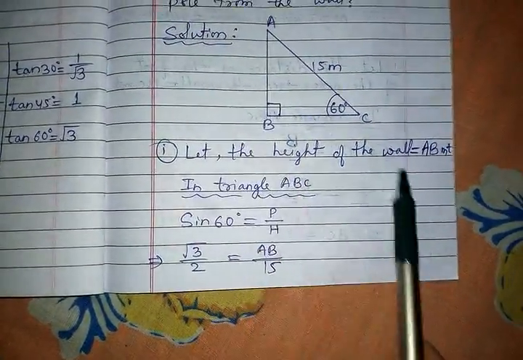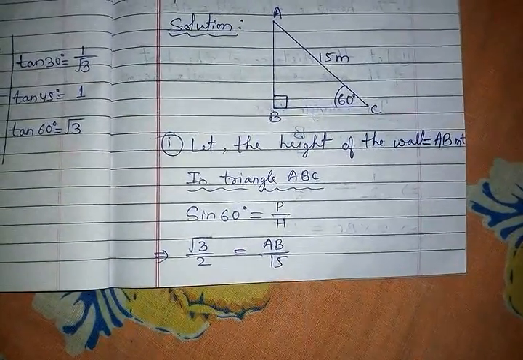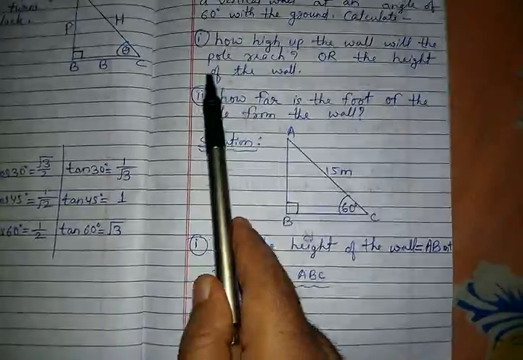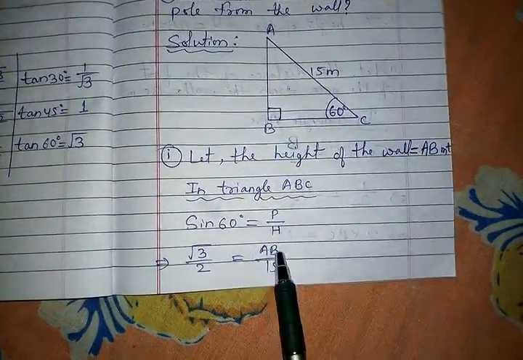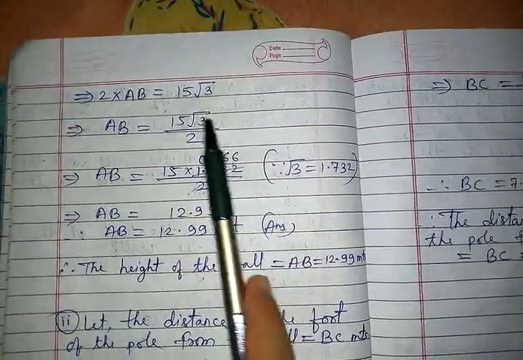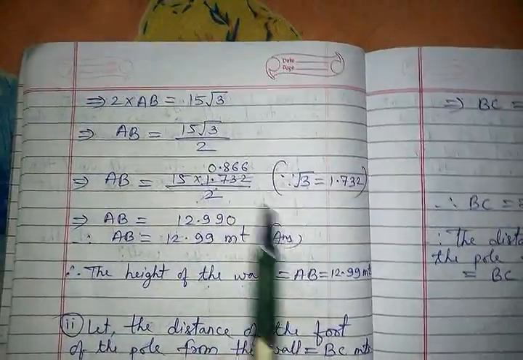Had there been no value, I would write AC, but the value is given, so I will write 15. Now I have to find AB in question number 1. The height of the wall is AB. So AB into 2 root 3 into 15, that you will see on the next page. So AB into 2 and root 3 into 15 is 15 root 3.